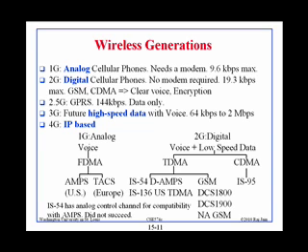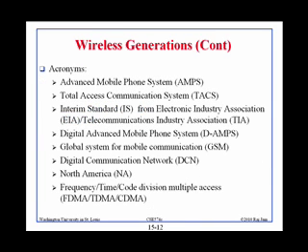So AMPS and D-AMPS, basically they were compatible so that whatever was done in AMPS could be used in D-AMPS. But this is the real TDMA system, 2G system, and GSM and so on and so forth. So we now understand 2G. I think we covered everything on this slide.